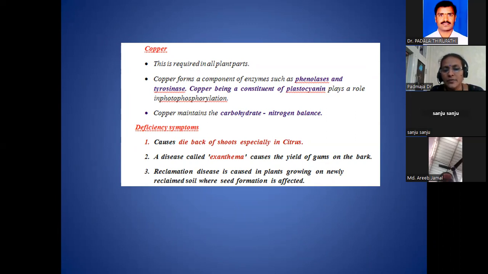And what are the deficiency symptoms? If copper is deficient in the soil or in the plants, it causes dieback of shoots, especially in the citrus, and a disease called exanthema causes the yield of gums on the bark. That means sometimes the oozing of the gums is also seen on the plants. So that is called exanthema. And a reclamation disease is caused in plants growing on newly reclaimed soil where seed formation is affected.